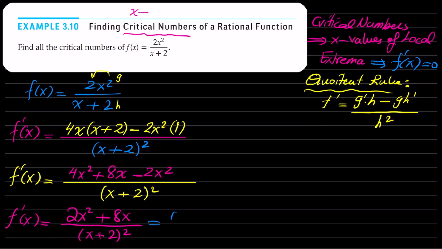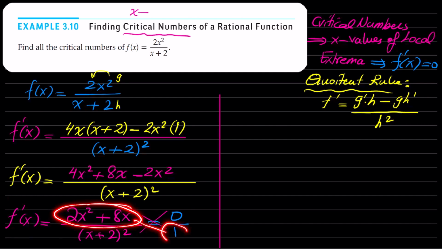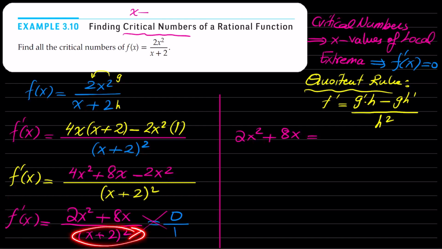Now we make it equal to 0. So this is the derivative, we set it equal to 0. It means 0 over 1. We do the cross product. No need to expand the denominator, we will just do the cross product. So we multiply the numerator by 1, which is 2x squared plus 8x, and we multiply the denominator by 0, so it's equal to 0.